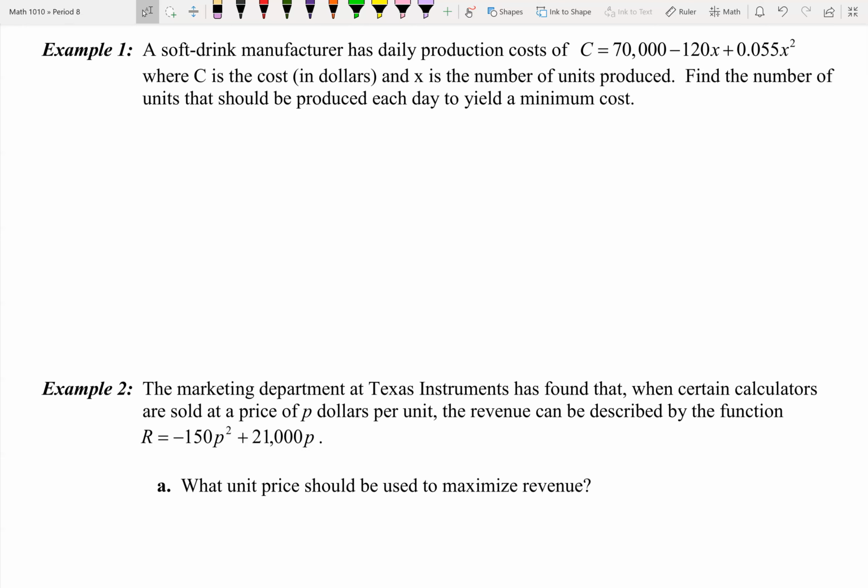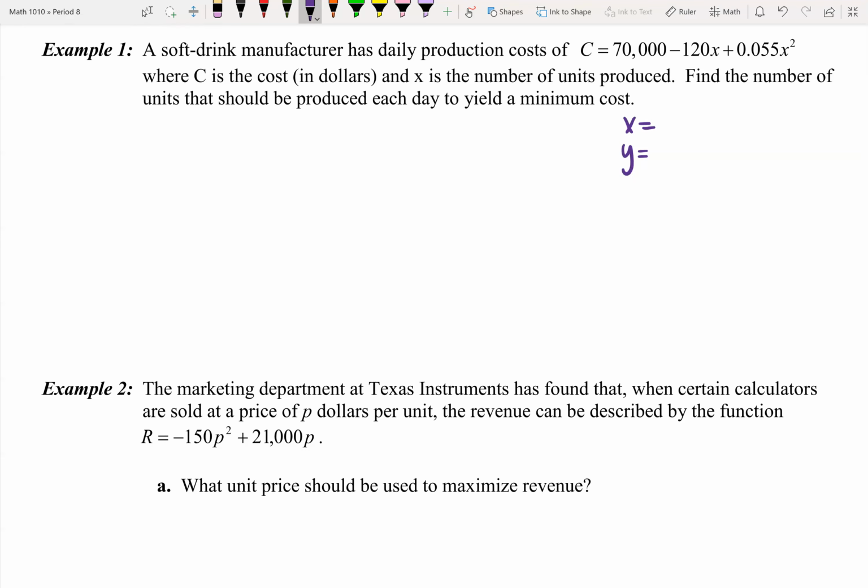Okay, here we go. Question 1. A soft drink manufacturer has daily production costs represented by this equation, where C is the cost in dollars and X is the number of units produced. Find the number of units that should be produced each day to yield a minimum cost. Okay, so the first thing I want you to do is write X equals, Y equals.